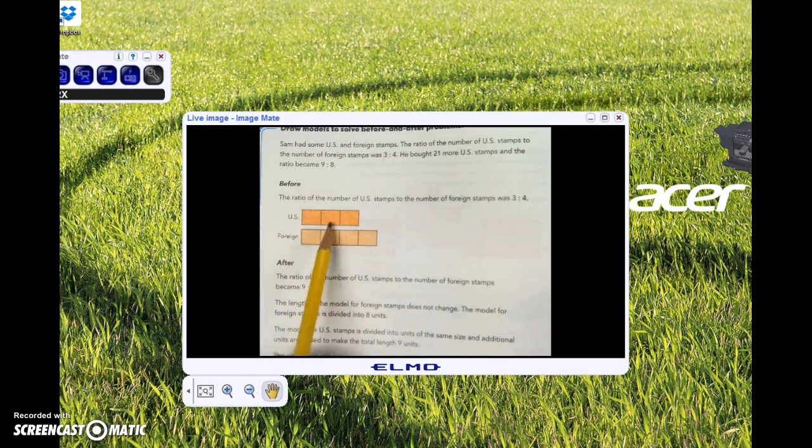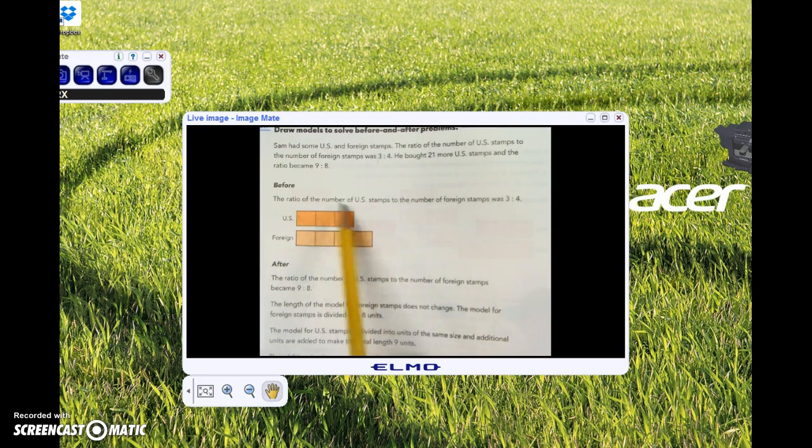Now remember, that doesn't mean that there are 3 US stamps and 4 foreign stamps. It just means that the ratio, or the proportion, of US stamps to foreign stamps is: for every 3 units of US stamps, which could be 6 in each unit, 9 in each unit, we don't know that yet, there would be 4 units of foreign stamps. So that's what it shows right here, in our model.